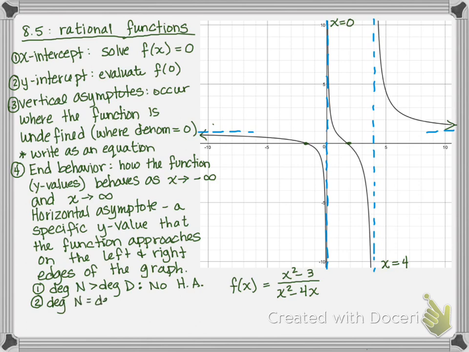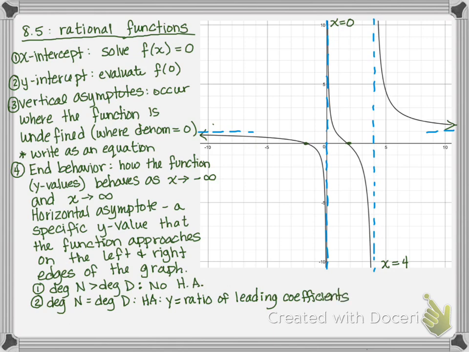So if the degree of the numerator is equal to the degree of the denominator, my horizontal asymptote is y equals the ratio of the leading coefficients. And again, just like with the vertical asymptote, you want to be careful to always give that as the equation of a line. So it's y equals some number.